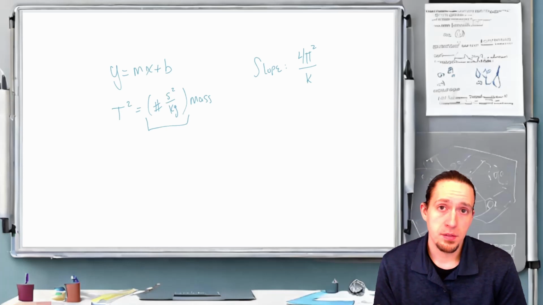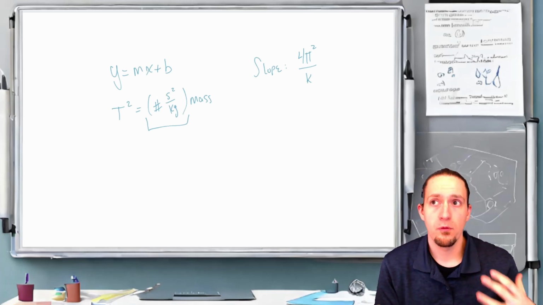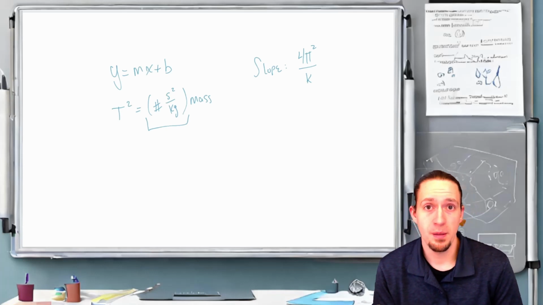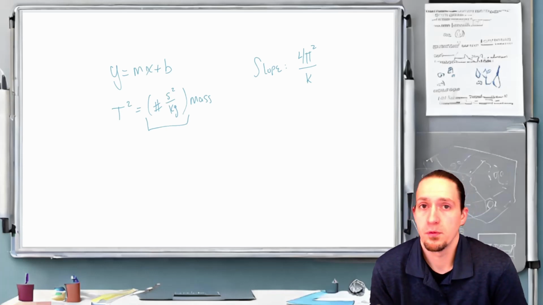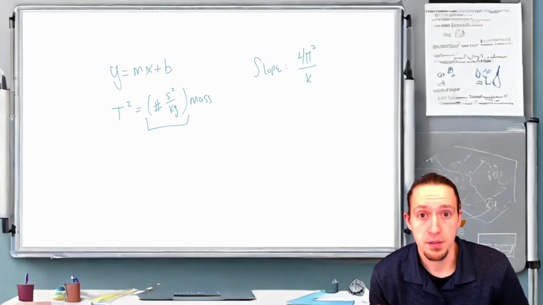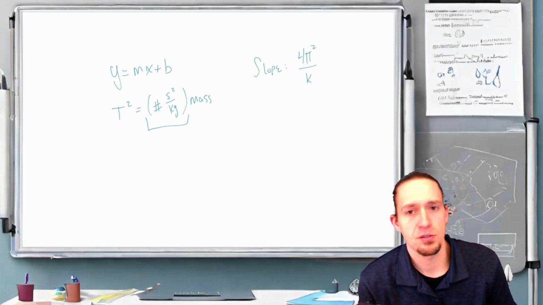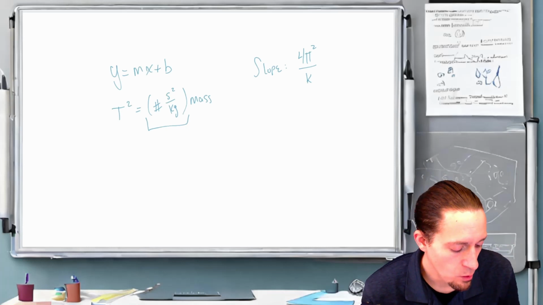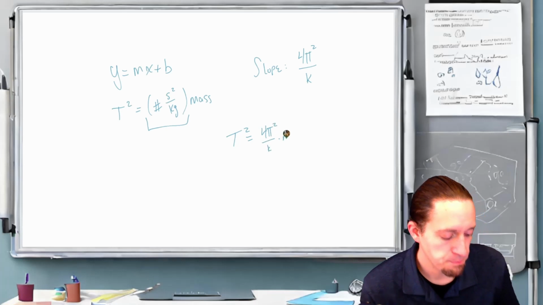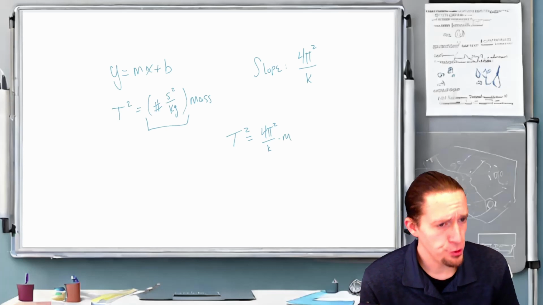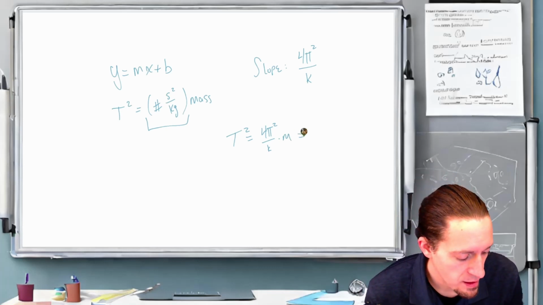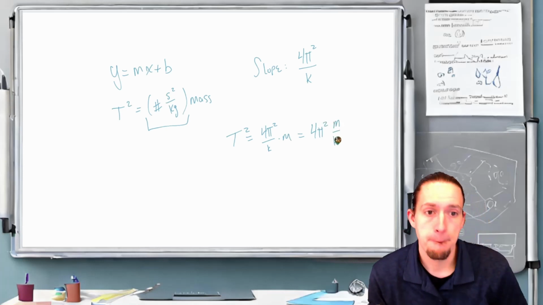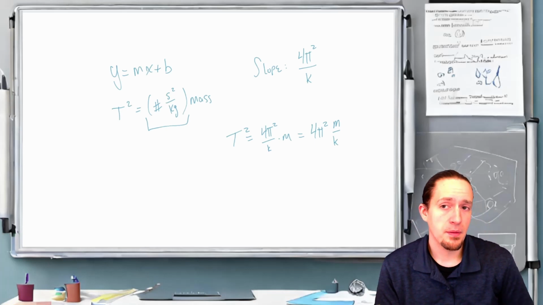With any and all oscillators, we're always thinking about the restoring force. What force is attempting to restore equilibrium? In this case, it would be the spring force, directly correlated to the spring constant. Great, so let's take this and build that mathematical model. So we would have T squared equals 4 pi squared over k multiplied by m. If we clean this up a touch, we could have this as 4 pi squared m divided by k.